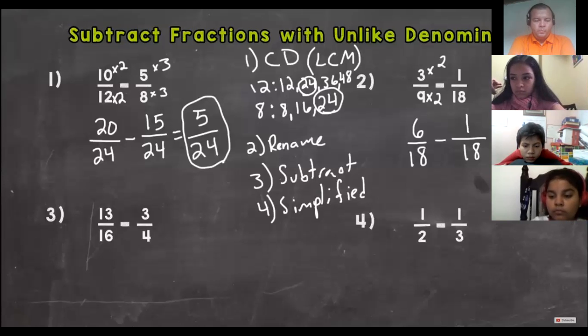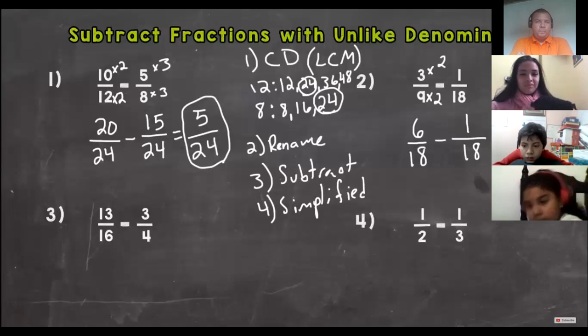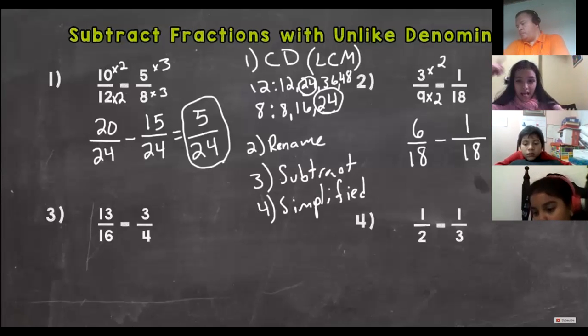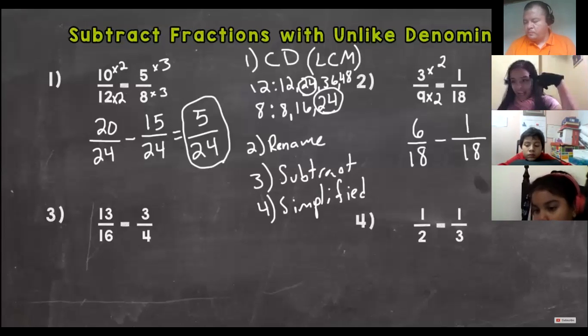Now we subtract. 6 minus 1 is 5. Keep our common denominator of 18. There is nothing we can divide out of both 5 and 18. The only common factor they have is 1, so we are done. We can't break that fraction down anymore. 5/18.